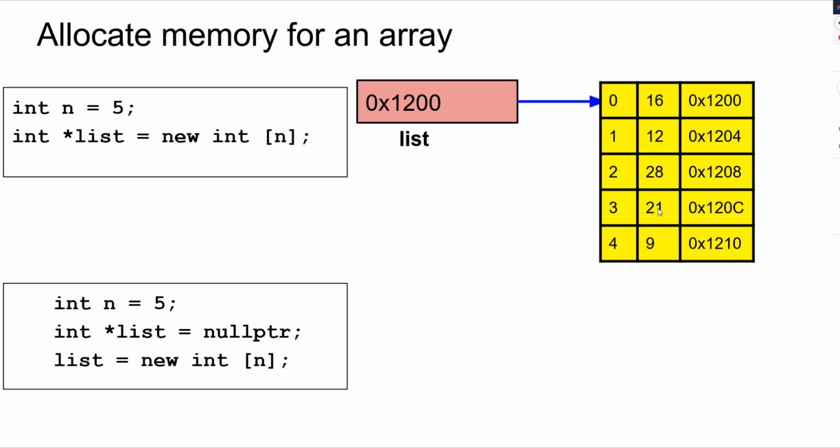Each one of them has an address. Notice the first address is what goes in here. Then as the pointer moves, the address changes. So int n = 5; int *list = nullptr; then say list = new int[n]. This is another way to do it if you didn't initialize it right away. See the difference between the two? Here you create it and automatically initialize it. Here you create it, set it to nullptr. So the difference: don't put an asterisk here, that will be wrong.